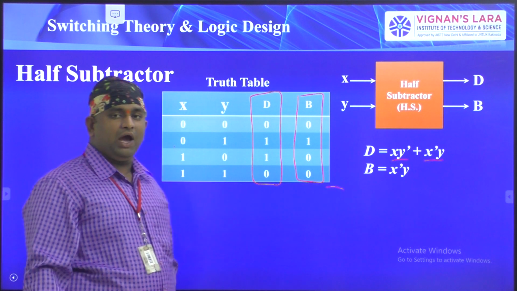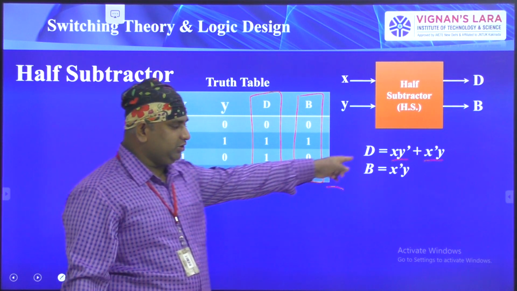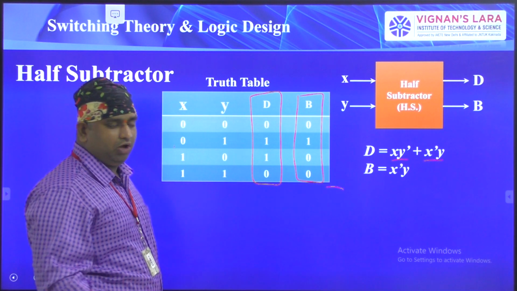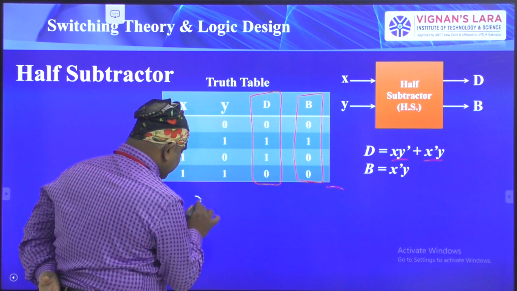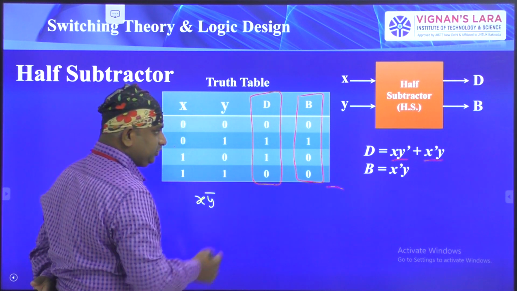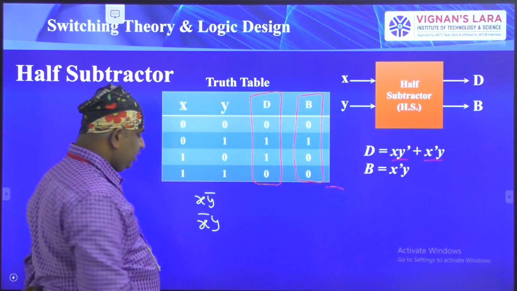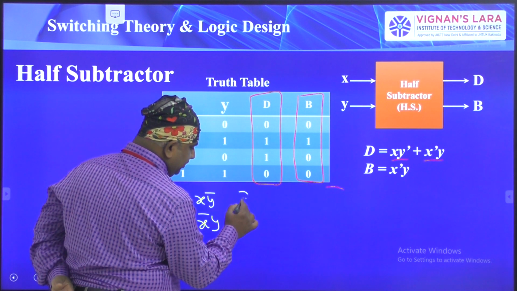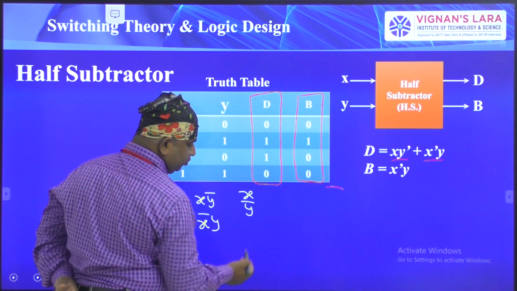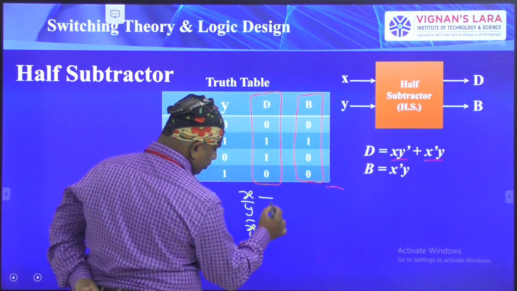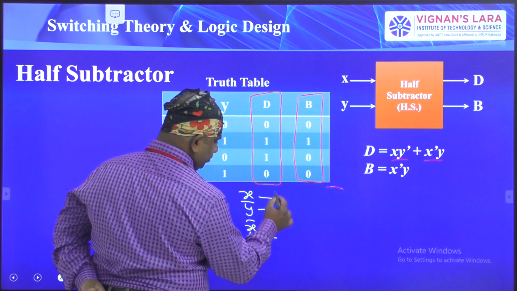Now our task is to draw the logic diagram for these two. For example, coming to the difference logic diagram, here we have x y bar. This is the first function. Next, x bar y. We have two functions, right? So for that reason, I am taking x and y bar as two input signals, and x bar and y as another two input signals.